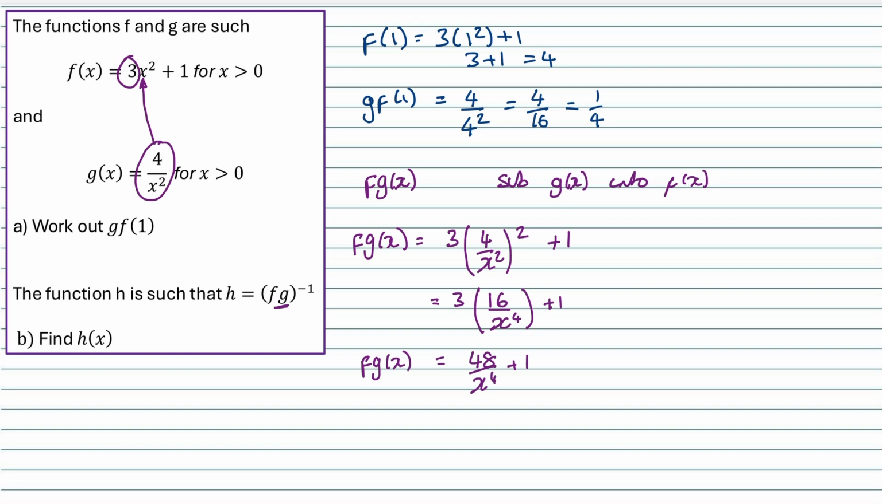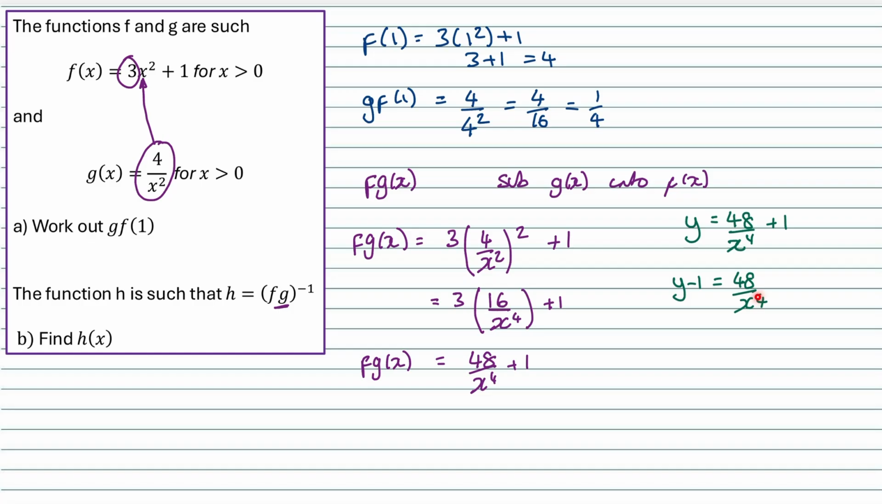Now what the question's asked is to work out the inverse of this. So when you work out the inverse of a function, to keep the notation simple, we can replace this bit with y. So y will equal 48 over x to the 4 plus 1. Now to work out the inverse, we make x the subject. So the first thing I'm going to do is move this positive 1 over to this side. So we'll have y minus 1 will equal 48 over x to the 4.